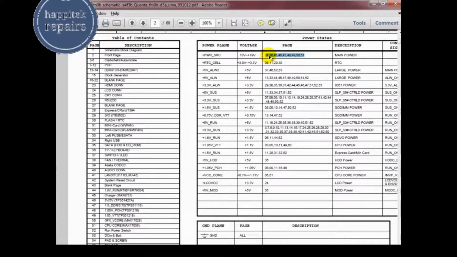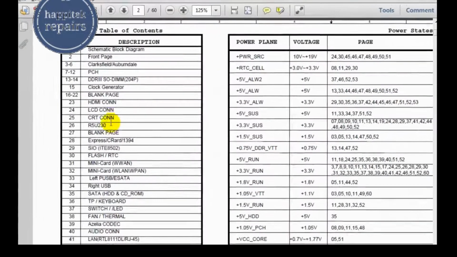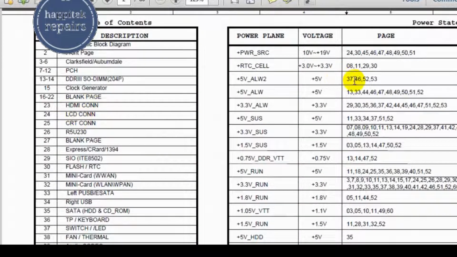If it is written on 24, we can understand 24 is for the LCD connection. So this signal is going here also. You can identify like this. HDMI LCD connection also requires 24. Then power SRC is going on page 30. Page 30 means the signal is flash RTC. Flash RTC also required like this.